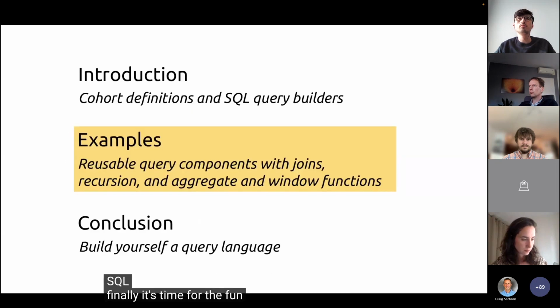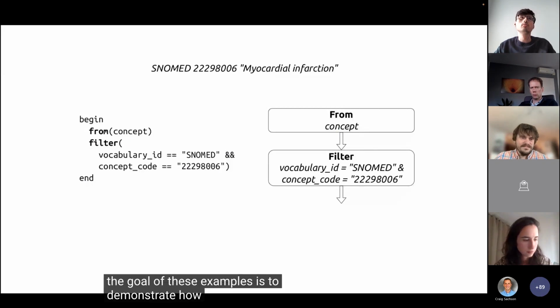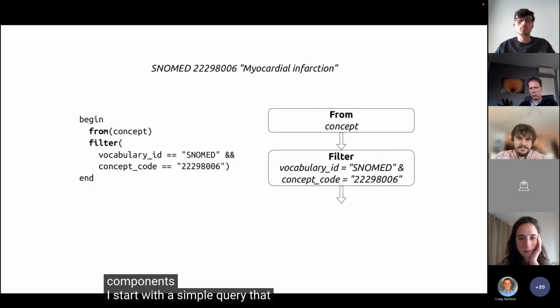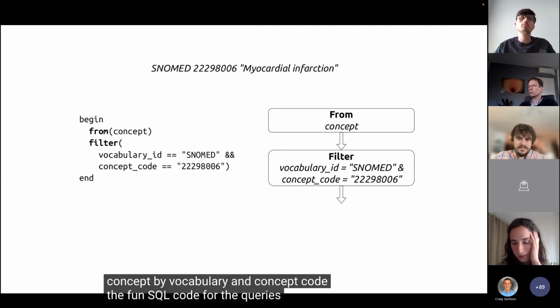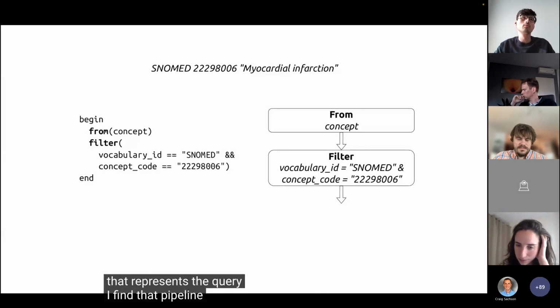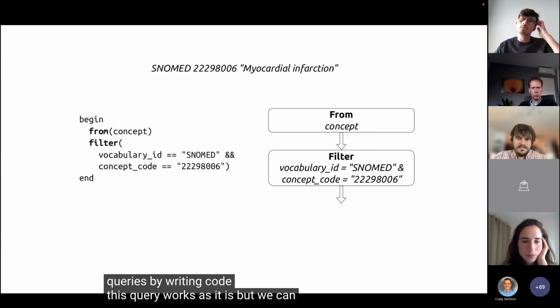Finally, it's time for the fun part of the talk, examples. The goal of these examples is to demonstrate how to build query pipelines and how to extract reusable query components. I start with a simple query that finds a concept by vocabulary and concept code. The FunSQL code for the query is on the left. On the right is a pipeline diagram that represents the query. I find that pipeline diagrams are easier to comprehend than pure code, so I will use them extensively for demonstration. But you always assemble FunSQL queries by writing code. This query works as it is, but we can go further.